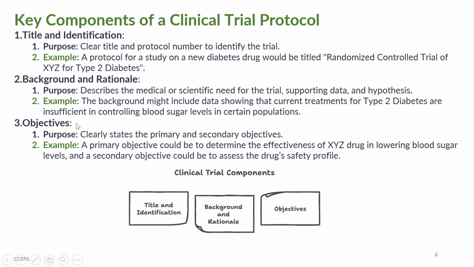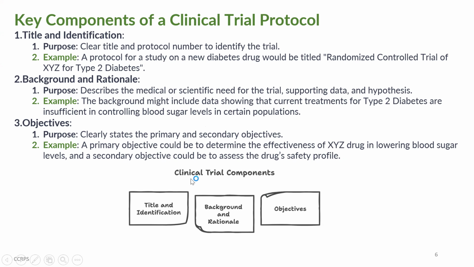Example, a primary objective could be to determine the effectiveness of XYZ drug, which is the investigational product or the investigational drug or the study medication, SM. IP or SM, the same, in lowering blood sugar levels, and the secondary objective could be to assess the drug safety profile. And here is a diagram on clinical trial components.